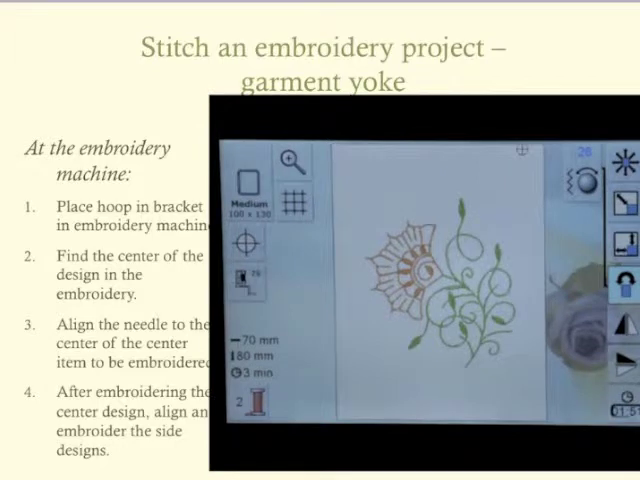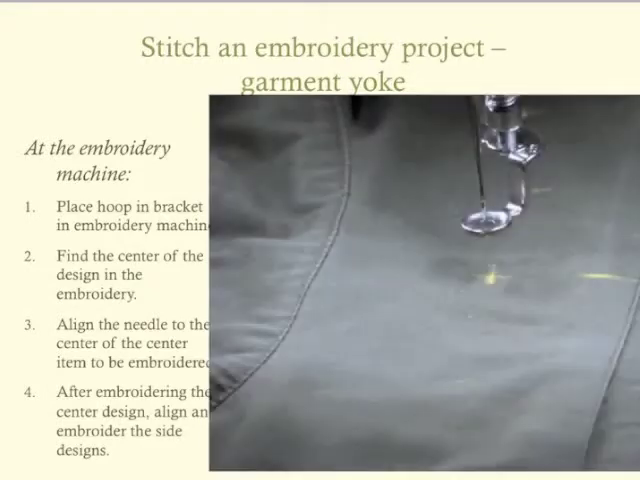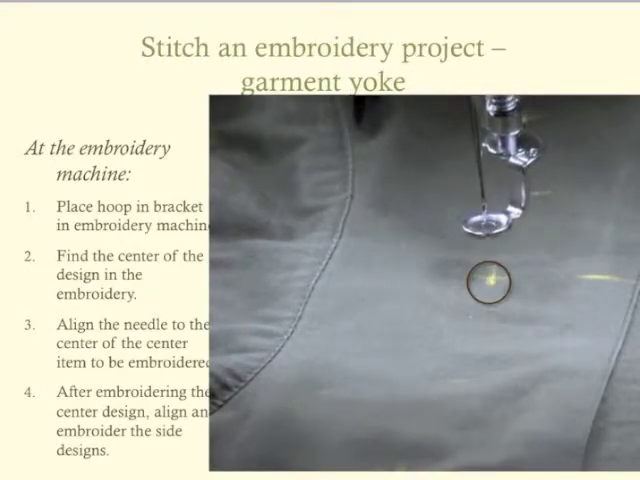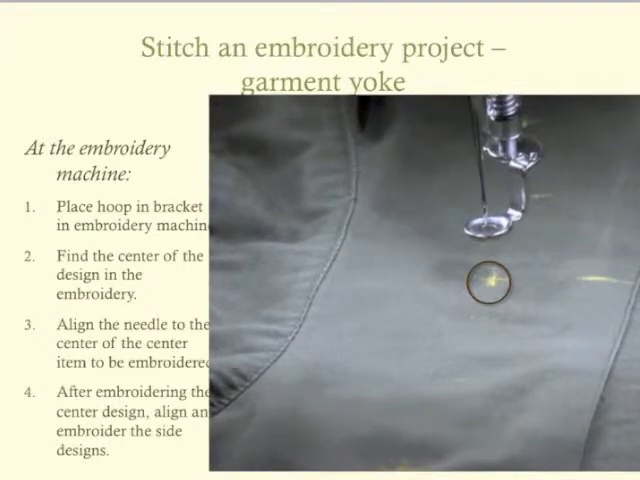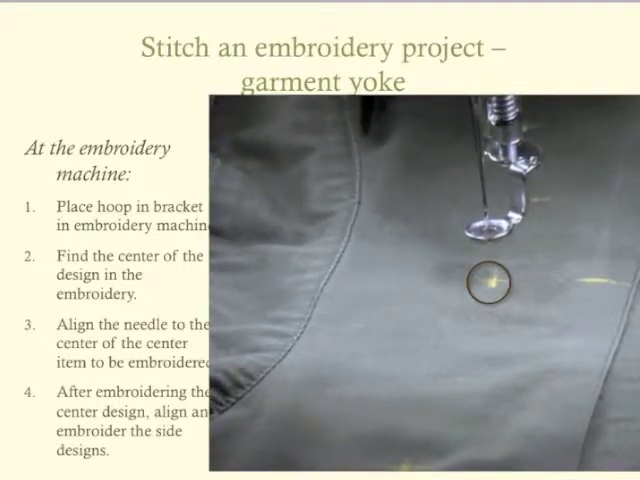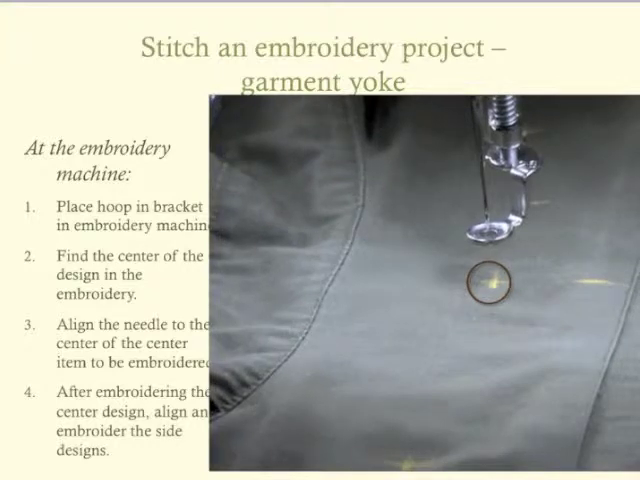Use the tools on your embroidery machine to aid your design alignment. When I select the centering button, the machine moves to the center of the design. I adjust my machine settings and move the hoop-it-all hoop to align the needle perfectly with the center mark on the center design, and then stitch that design.